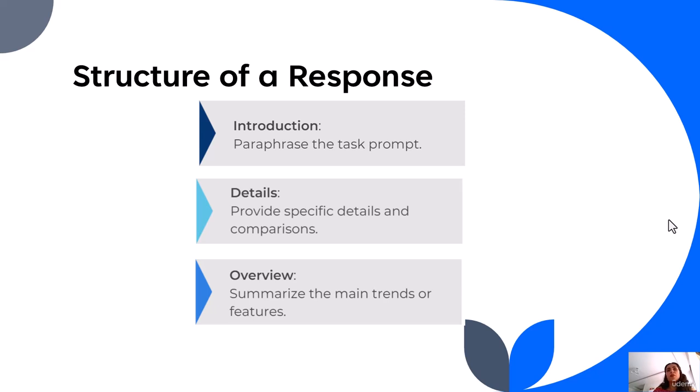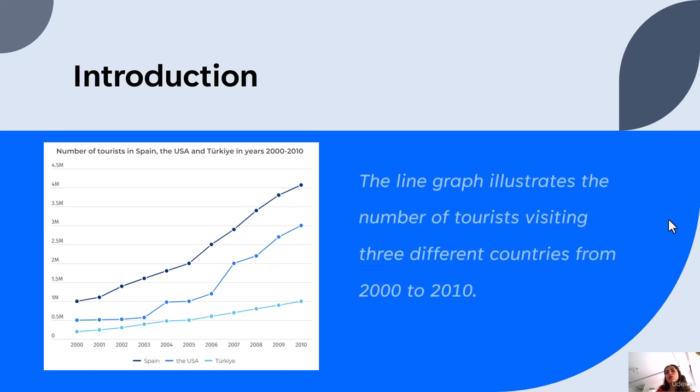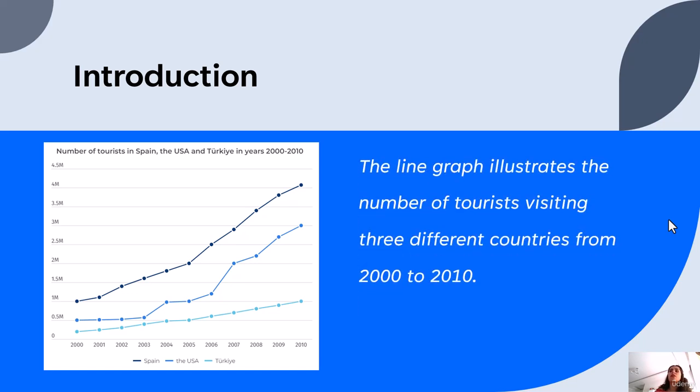Let's break this down. In the introduction, you should briefly describe what the graph, chart, or table shows. Use your own words to paraphrase the task prompt. For example, the line graph illustrates the number of tourists visiting 3 different countries from 2000 to 2010.